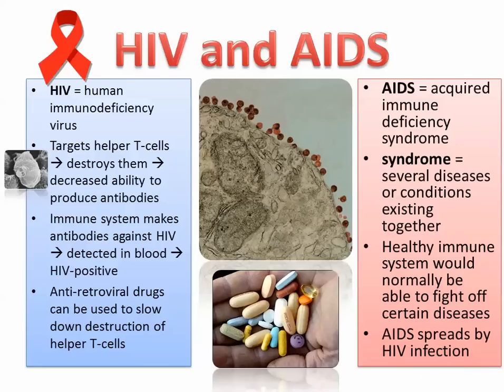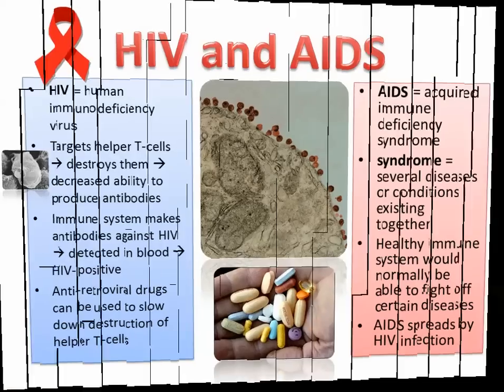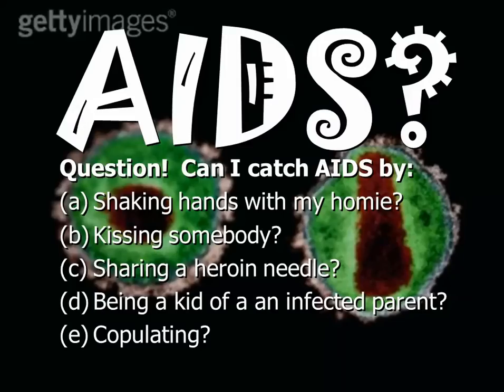Okay, and AIDS spreads by HIV infection. So try to check through this. A lot of questions about how can HIV be transmitted. So take a look here. Shaking hands, no. Kissing somebody, no. Although saliva contains HIV particles, it's not enough to make you sick unless there's some cuts in the mouth that allow blood to be shared. Sharing a heroin needle, obviously any kind of puncturing of the body is not good.